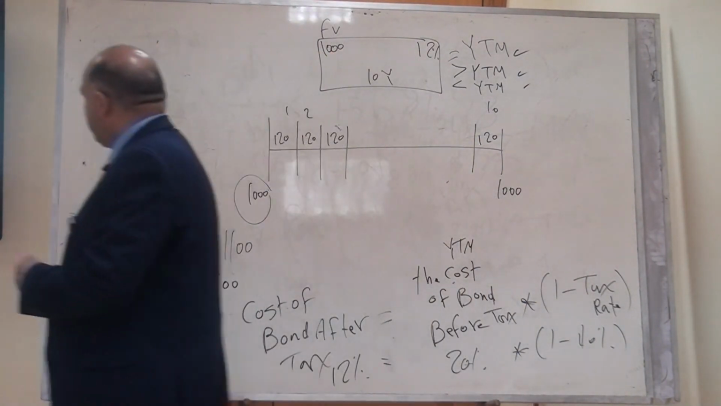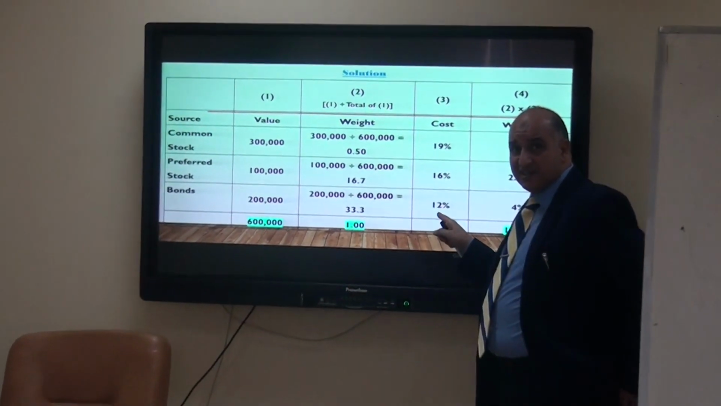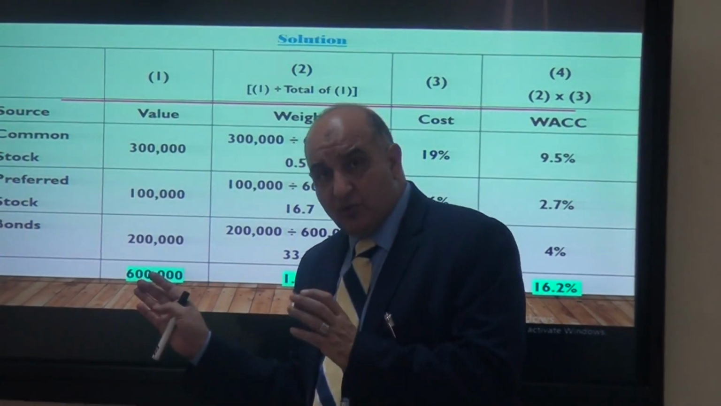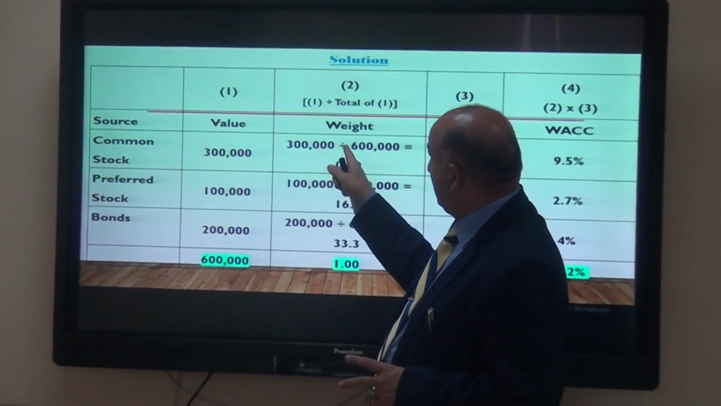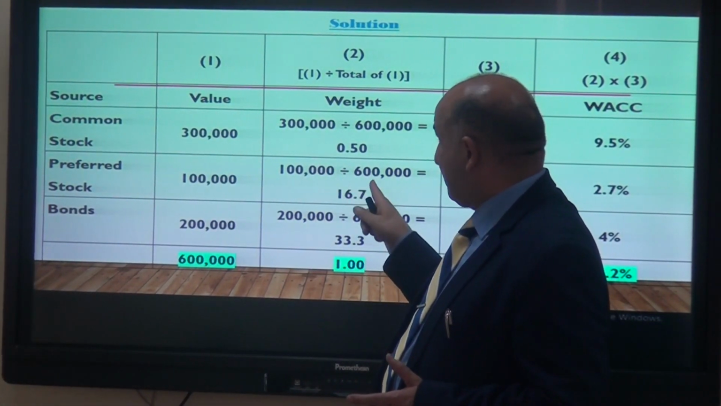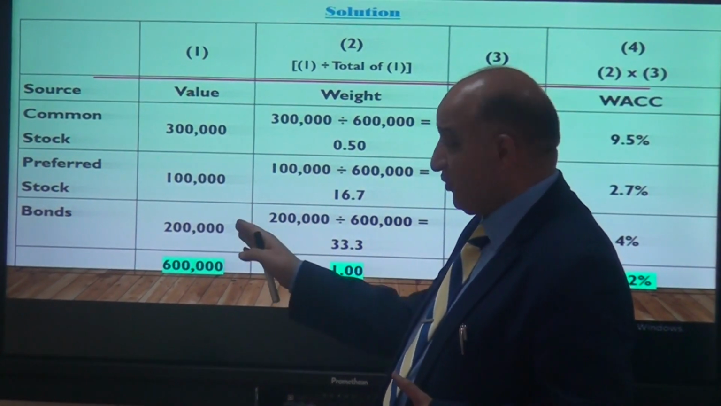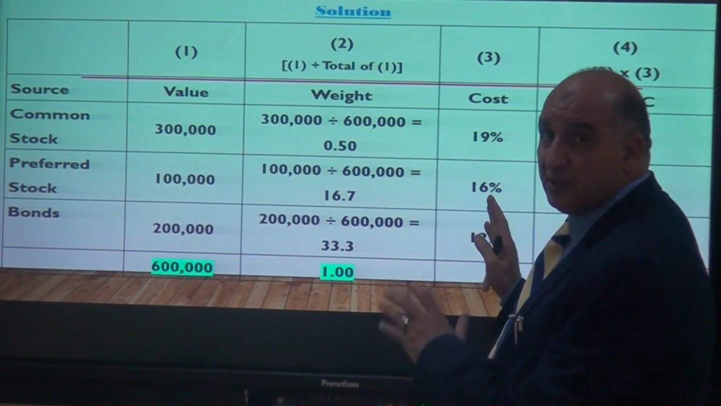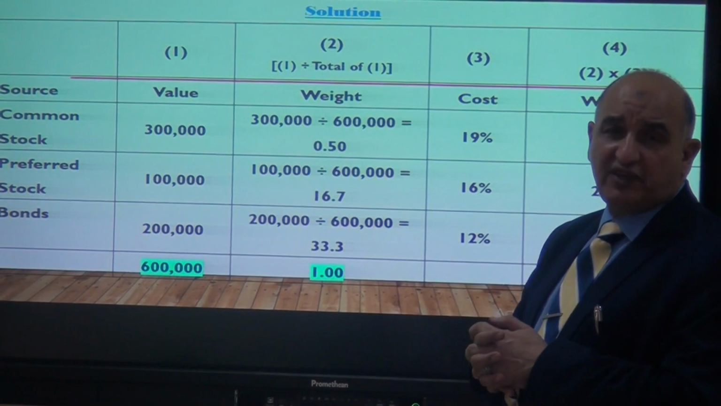So in this case, we put in front of the bond that the cost of bond after tax is 12%. Now, to get the value, the initial investment equals 600, you will get half of the amount from common stocks, 1/6 from preferred stocks, and a third of the amount from bonds. Okay, and each one of those costs you a different amount. So on average, what is the cost of capital?